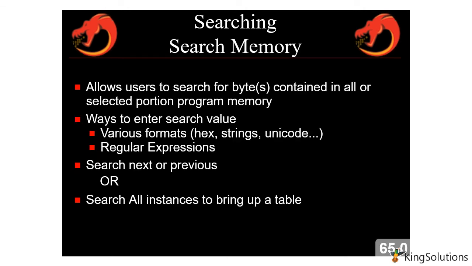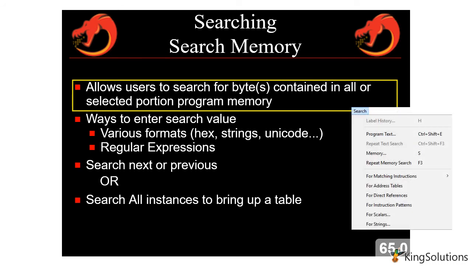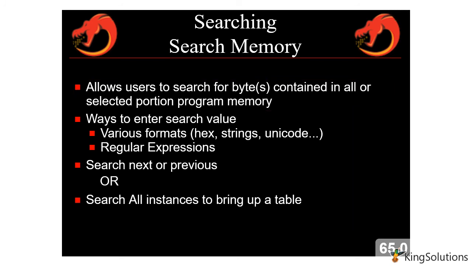Searching. Search memory. Ghidra allows users to search for bytes contained in all, or a selected portion, of program memory. You can search next or previous or search all instances to bring up a table. To open the search memory dialog, go to Search, Memory.